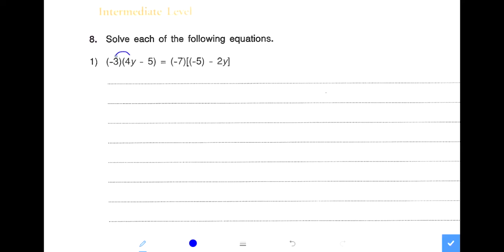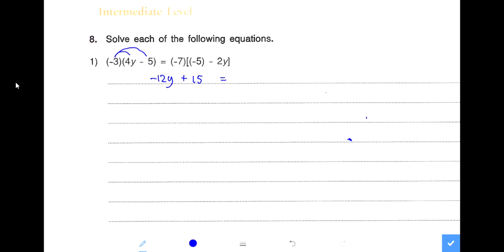This one, multiplying inside. Negative 3 times 4y is negative 12y. And the next one, negative 3 times negative 5. Be careful, okay? Negative 3 times negative 5 will become positive 15. Be careful, many people make a mistake here. Negative times negative is positive. If you still have this equal to negative, you are wrong.